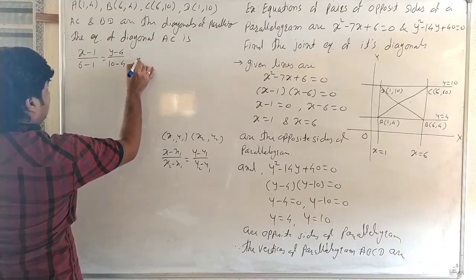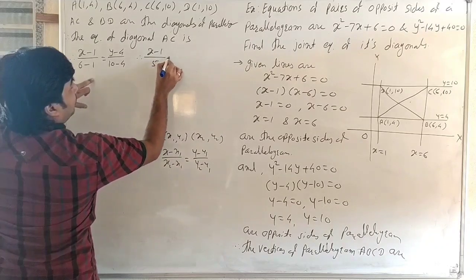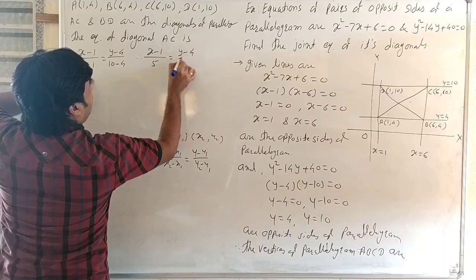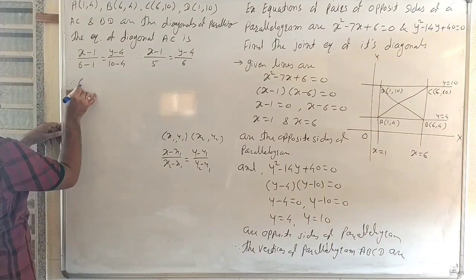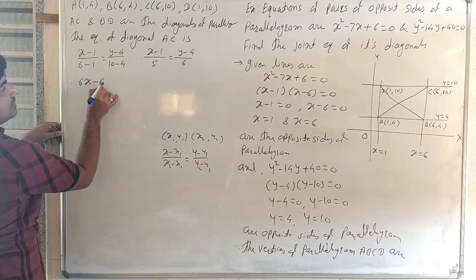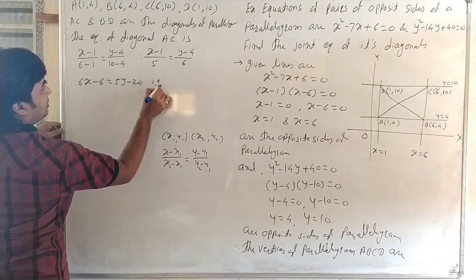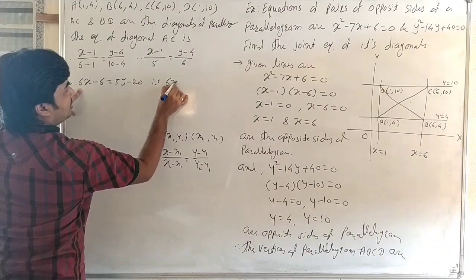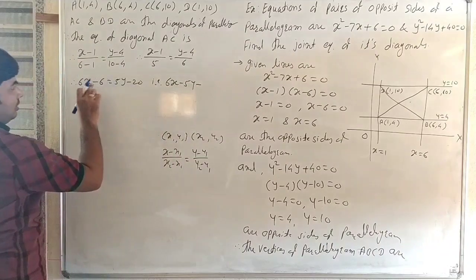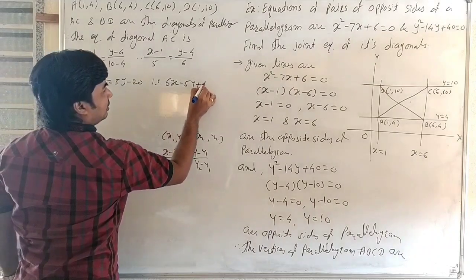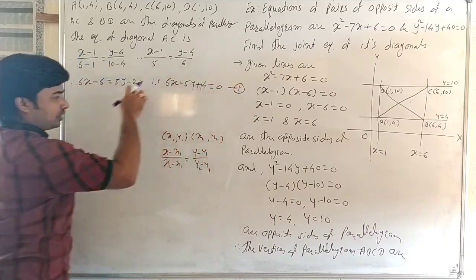Therefore the equation becomes x minus 1 upon 5 is equal to y minus 4 upon 6. Therefore 6x minus 6 is equal to 5y minus 20, that is 6x minus 5y plus 14 equal to 0. It is equation number 1, the first diagonal.